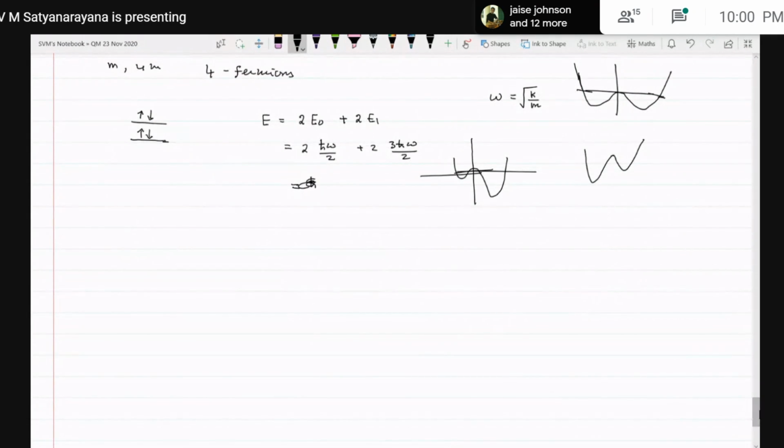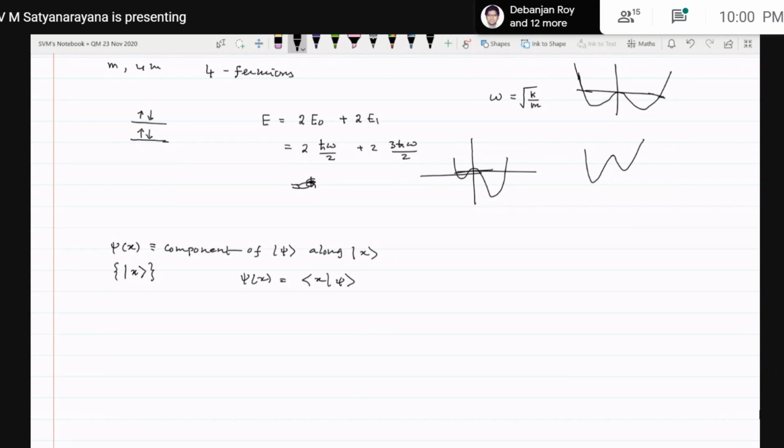So as I said, let's say that you have some psi of x. Now in position basis, that is, if you are considering a basis like this, in terms of this basis, this is like a component of some ket psi along x. That is what we wrote, this psi of x as the projection of psi along x, right? When we talked about the postulates, we discussed this one. So this is like components.